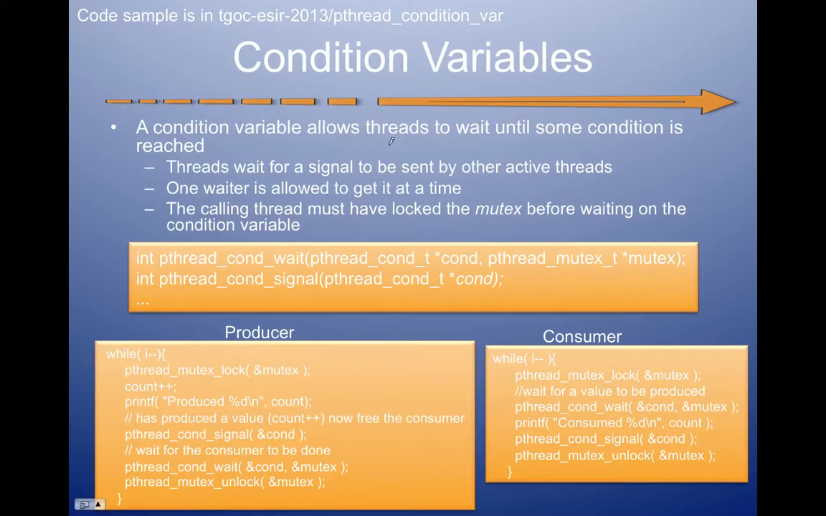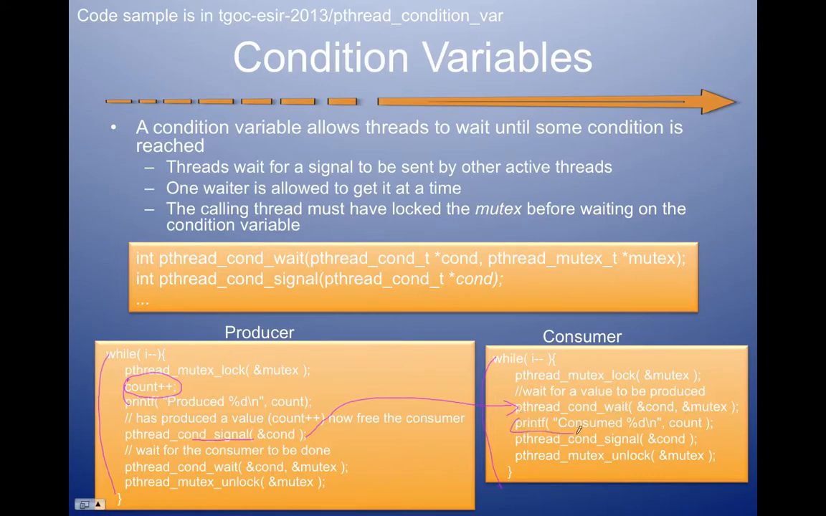Conditional variable. In that case, you want to be able to wake up a thread on a signal. Let's look at this code. I have a producer and I have a consumer. Producing a value is just count plus plus and displaying the value. And when this is done, I want to tell the consumer the data is there. So I send a signal on a condition, and in that case, the pthread cond wait puts the thread to sleep while the condition is not met, until it is woken up.